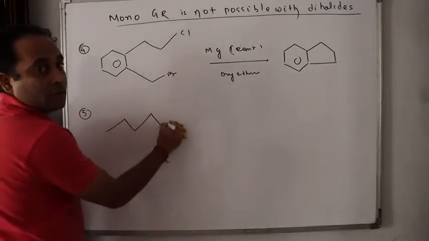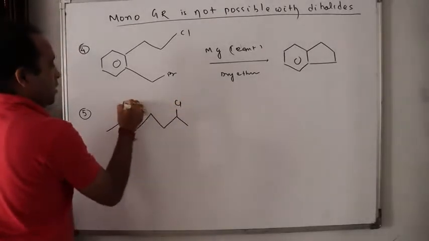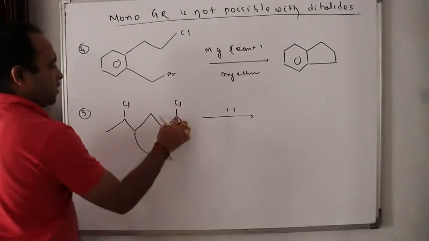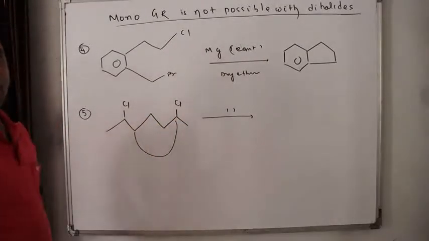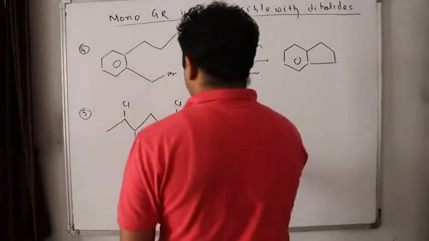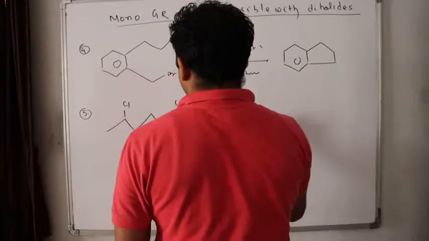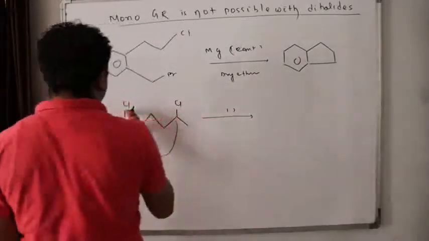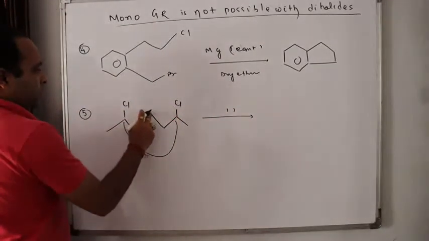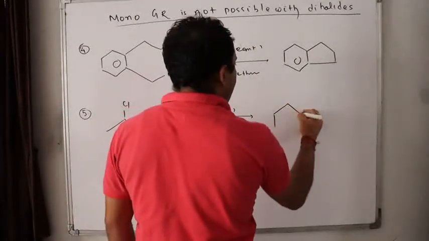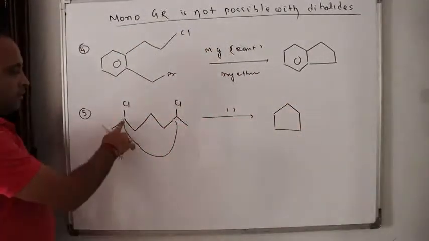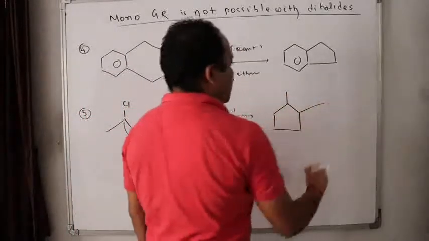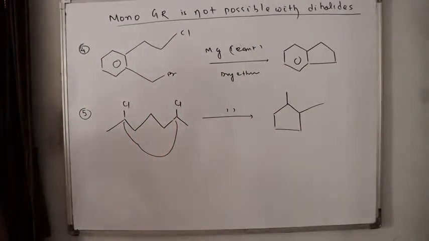Now, one more question. Cl, Cl, same. This will attack this: 1, 2, 3, 4, a 4 membered ring. Sorry. Here it will attack, right? Here this Cl will become MgCl. So 1, 2, 3, 4, a 5 membered ring. In one position there is a methyl, and in the fifth position there is a methyl. Easy?